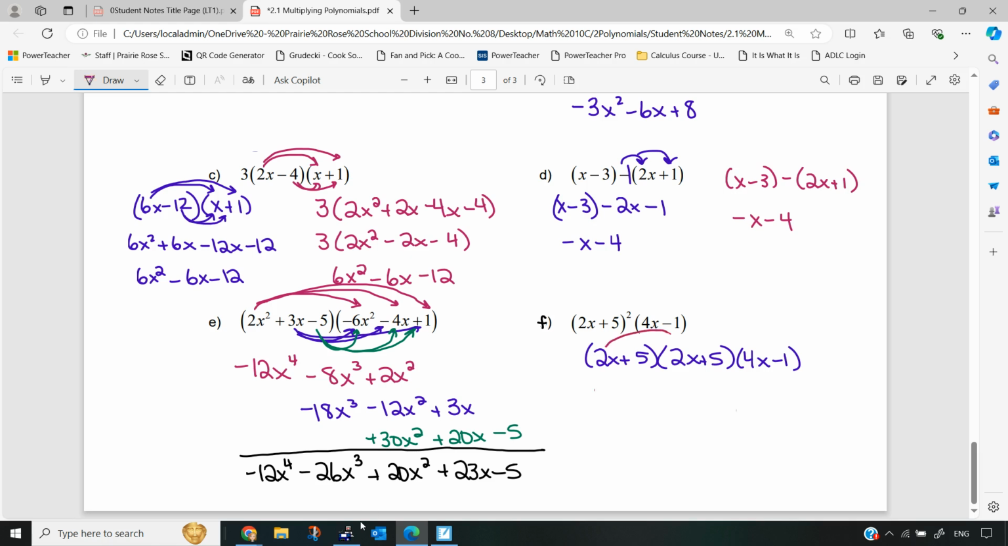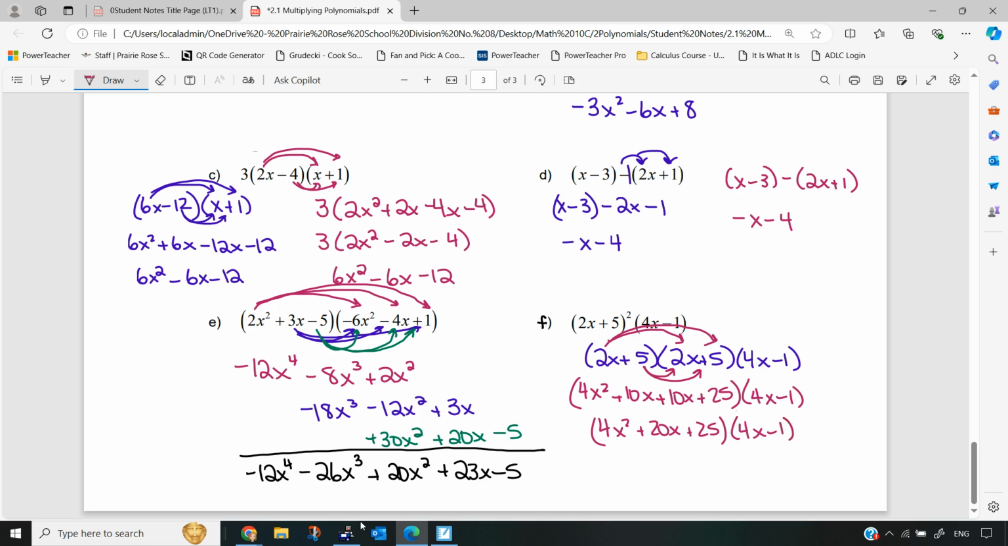So multiplying this out, I have 2x times 2x is 4x squared. 2x times 5 is positive 10x. 5 times 2x is positive 10x. And 5 times 5 is positive 25. And then we're still being multiplied by 4x minus 1. Simplifying within the brackets, I have 4x squared plus 20x plus 25, and then 4x minus 1.